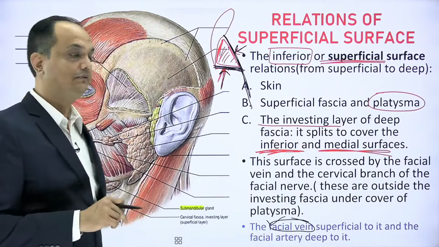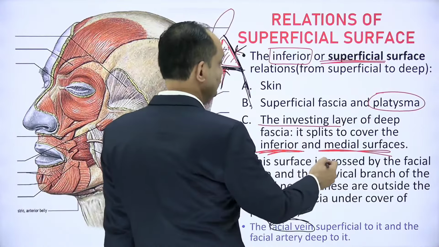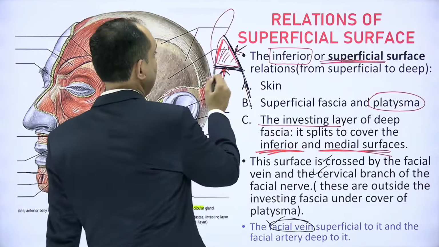Now, the important thing is that you also have the relation of the facial vein, and it also has a relation with the cervical branch of the facial nerve. These are two more structures present on the inferior aspect. The important thing to understand is that the facial vein is a superficial relation, but we will see the artery has a deep relation with the gland. Now, in this diagram, this is the area below the mandible, where you can see the cut margin of the deep fascia. After that, you can see the submandibular gland here.